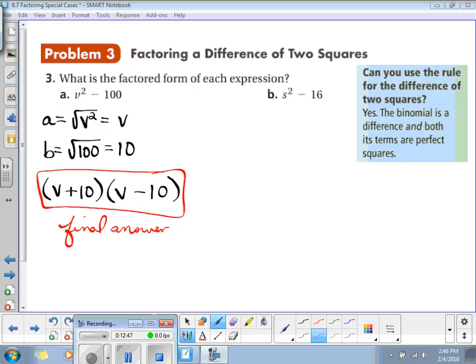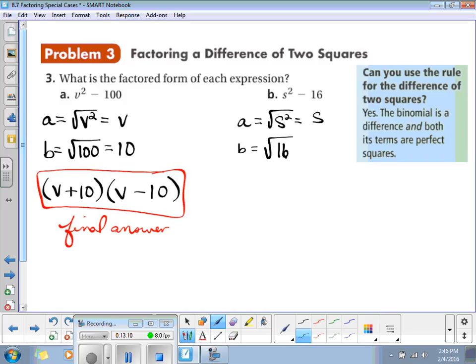For example B, do we have two perfect squares? Yes, we do. So we're going to take the square root for A. We're going to have the square root of s squared. So that's going to be equal to s. Good. And for B, we have the square root of 16, which is equal to 4. Good. And now you're just going to take those and write it into your two binomials.